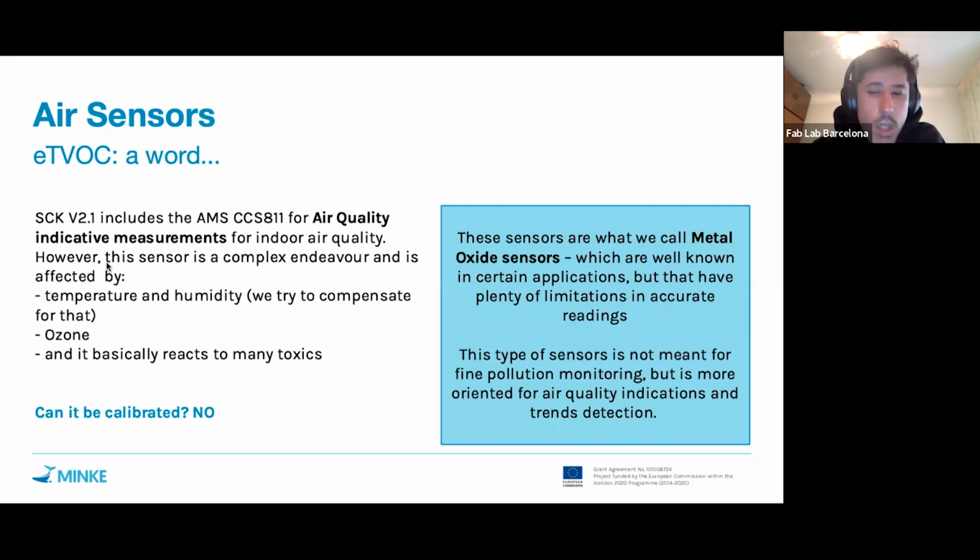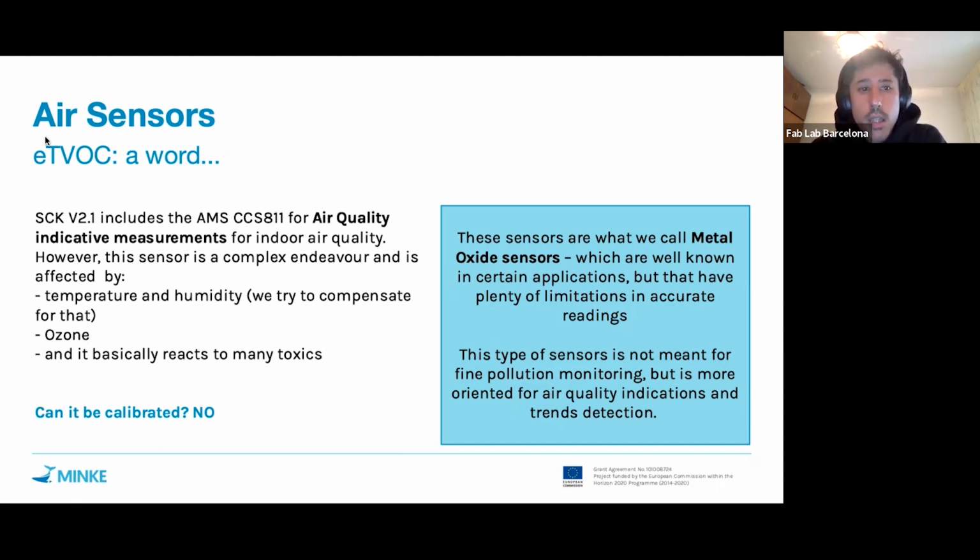This is basically what I was explaining earlier, and just to mention that these air quality measurements, we call them indicative, and they are affected by many things. Some of those things are temperature and humidity, also ozone. So mostly in outdoor environments, it will be affected by ozone as well, and it reacts to many things. So it should be considered as an indicator and not as a specific particular sensor.